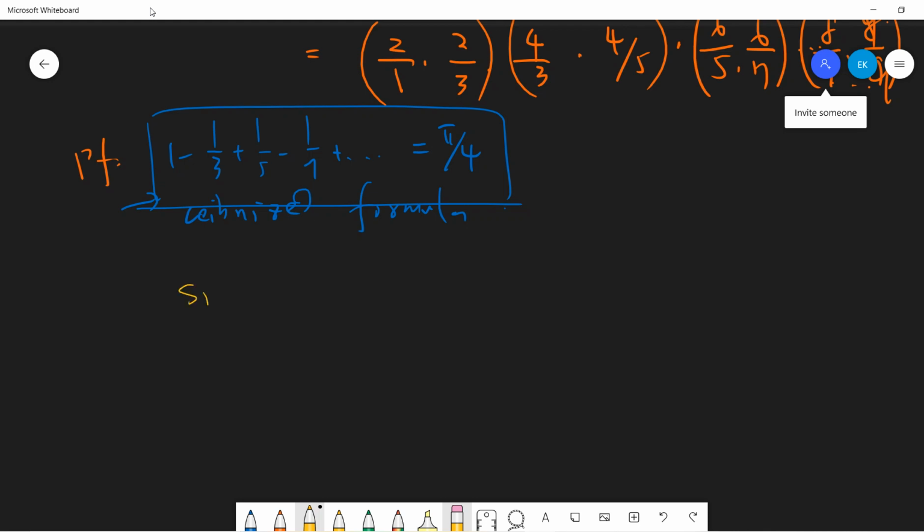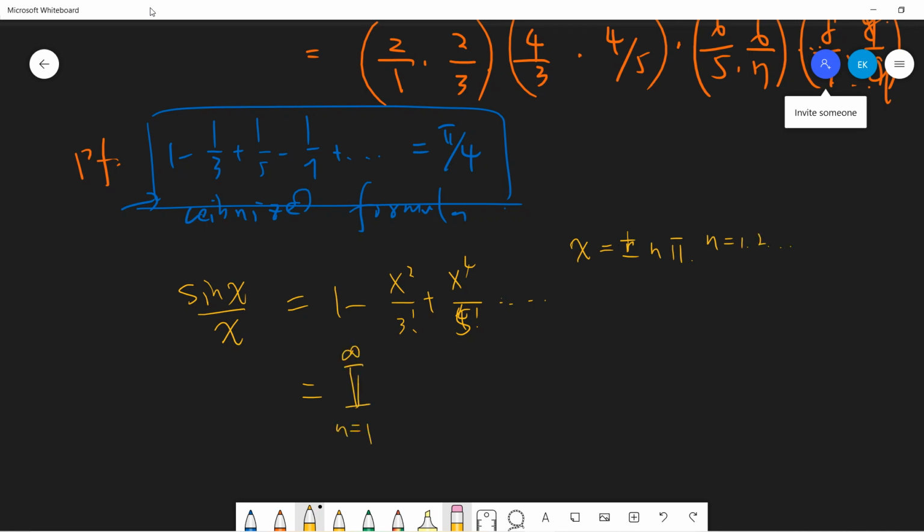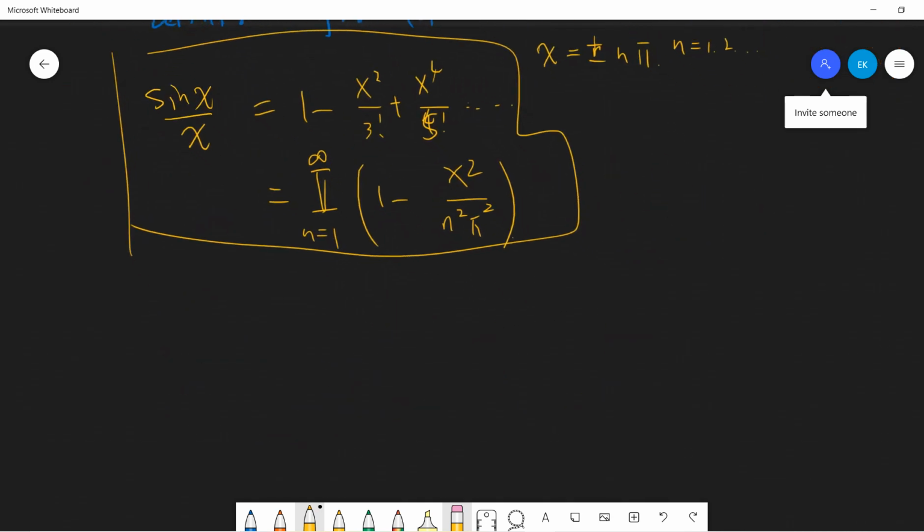Remember that sine x divided by x can be written using a Taylor expansion, right? Everybody knows this. And if you write it as an infinite product, then this function contains zeros when x equals plus or minus n pi, with n from 1 to infinity. So this can be written as the product from n equals 1 to infinity of 1 minus x squared divided by (n pi) squared. This is the quickest way to prove it.